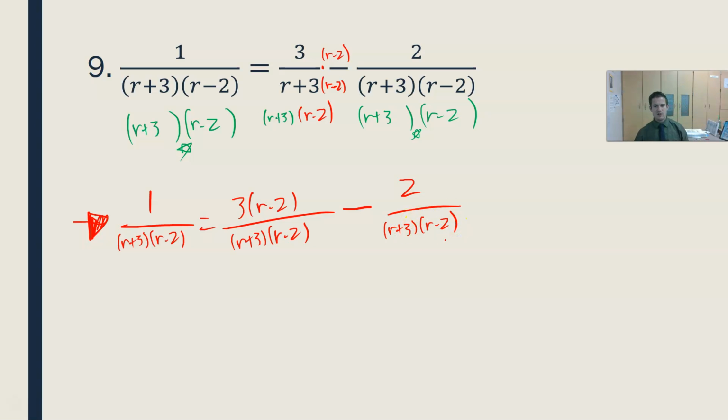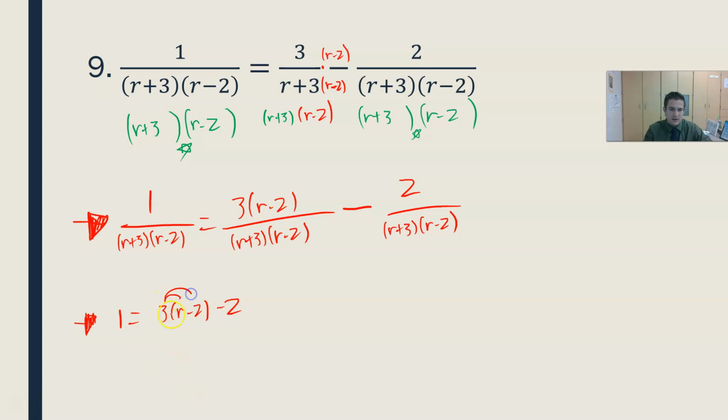See that? Now I have all common denominators, and since I have common denominators, I can ignore those and just look at the tops of these fractions, the numerators. So I have 1 equals 3 times r minus 2 minus 2. Okay, now I need to simplify this and solve for r.